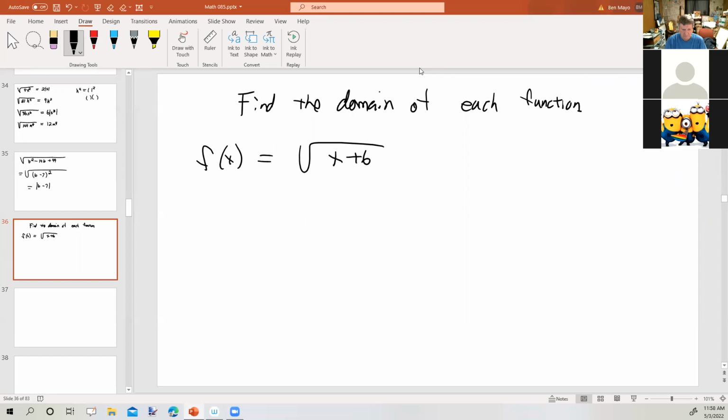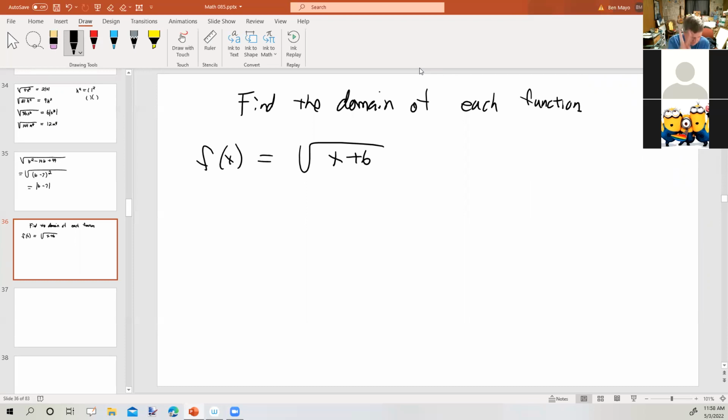I want to say yes. Okay, then say yes. Can we take an even root of 0? Yes. Can we take an even root of a negative number? Yes. Oh, you were doing no. Okay, like, no, I don't know.